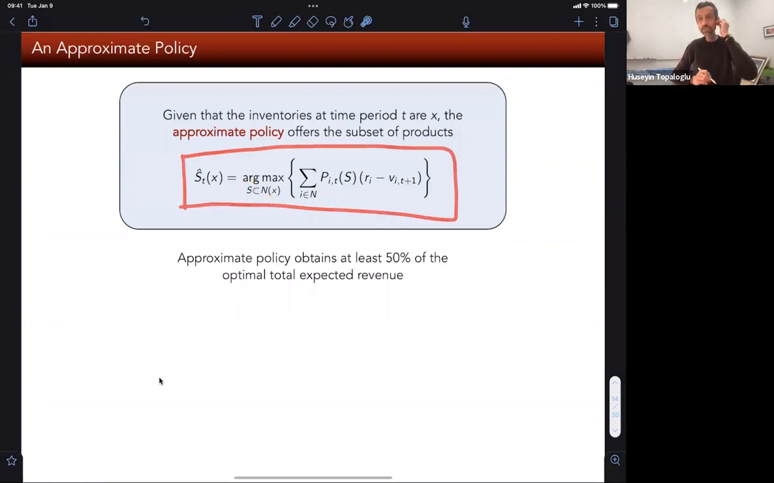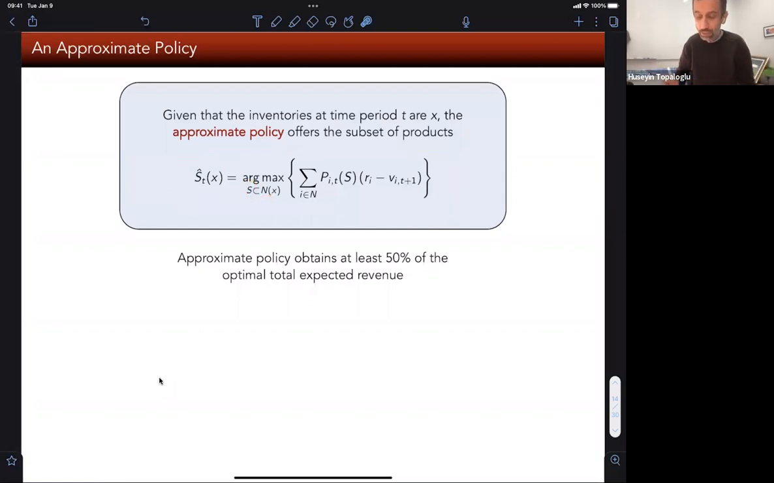That is all there is to it. Let's repeat again. If I'm sitting at time period t, and the remaining capacity of my products is given by the vector x, here's how my approximate policy is going to make its decisions. If I sell a unit of product i at time period t, this is the revenue I make, and this is the value of the product that I just lose. That product is not going to be available at the next time period anymore. So then this difference is the net revenue contribution from selling product i at time period t.